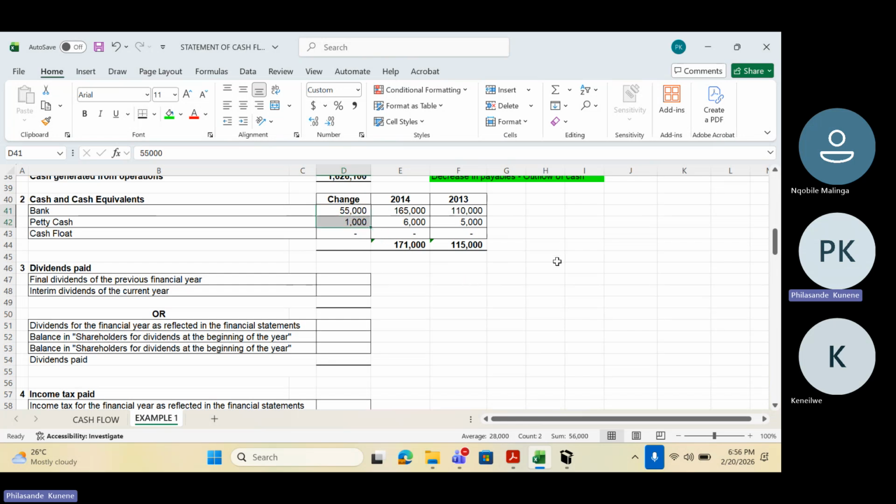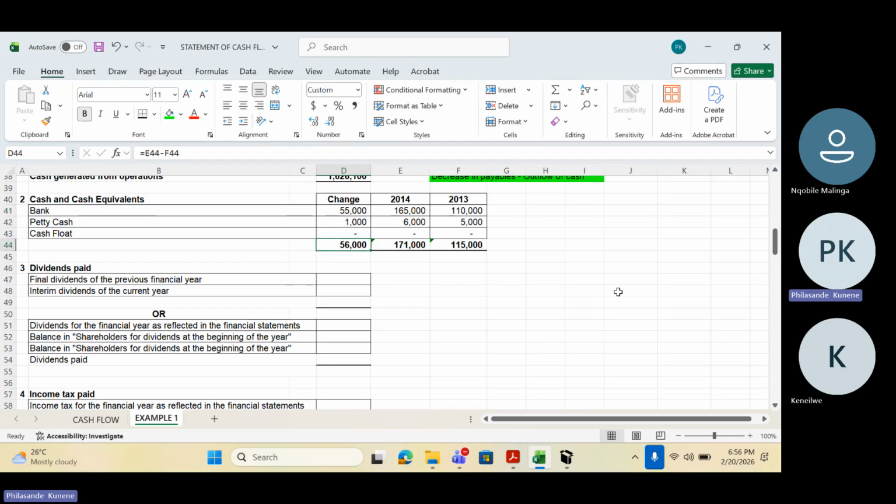So I still have a petty cash of how much? Of 1,000. So, okay. Then now the difference between the two, moving from 115,000 to 171,000, what can I say here? Obviously, there was an increase. There was an increase of how much? There was an increase of the difference between the two, which is 56,000. And then even if I do it vertically, it is going to be 56,000.